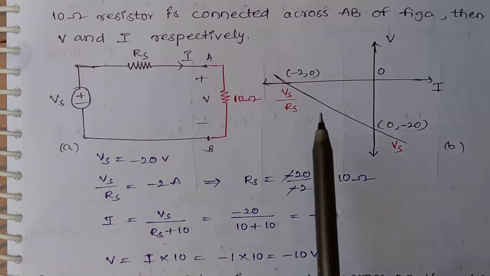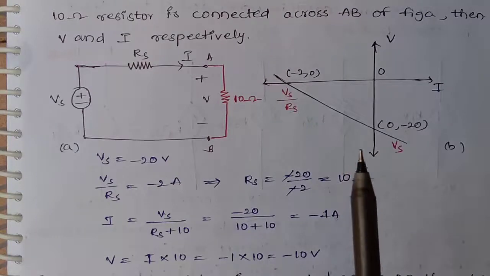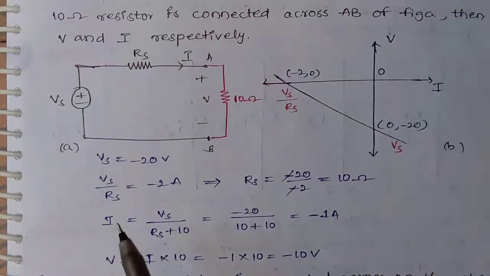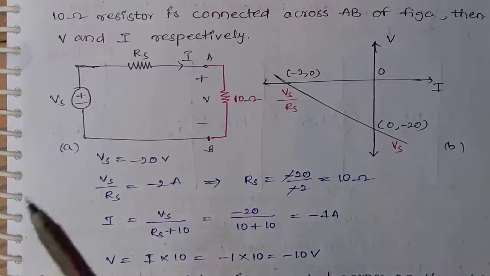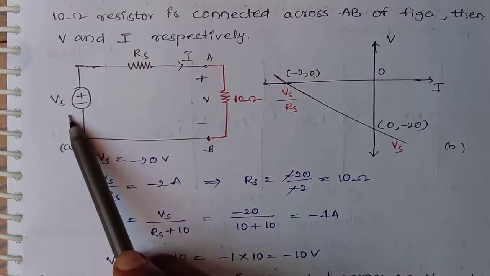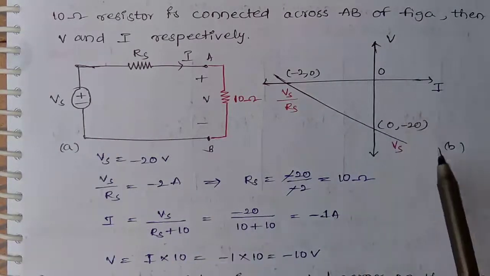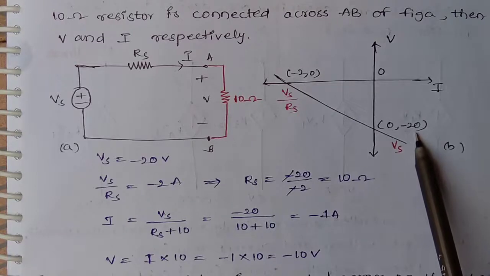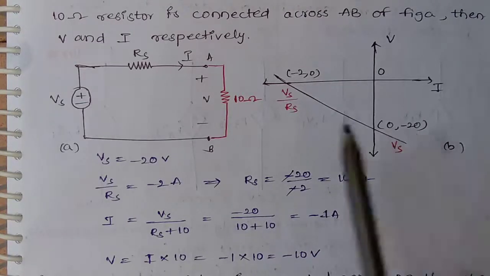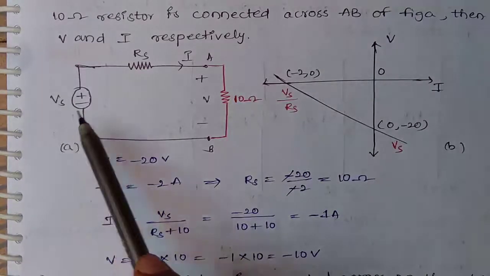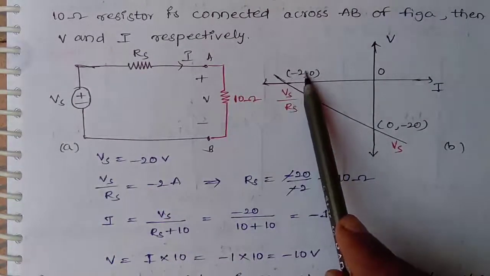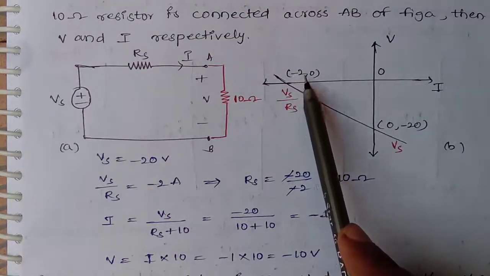If any graph is given like this, or any graph is given as V and I, and the question is given as Vs and Rs, or Is and Rs, you just take the voltage or current value given in the graph. Here minus 20 is given as the voltage value, you should directly take that voltage value. If a current source is present, you should directly take this minus 2 as our current source value.